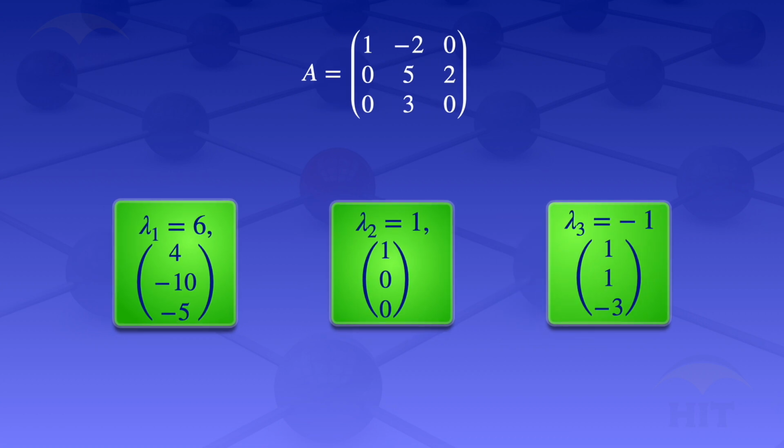So what we are having there is for the matrix A, which has elements 1, minus 2, 0, 0, 5, 2, 0, 3, 0. It has eigenvalues lambda equals to 6, lambda equals to 1, lambda equals to minus 1. And the linearly independent eigenvectors are 4, minus 10, 5, 1, 0, 0, and 1, 1, minus 3. So those are the eigenvectors over that matrix.